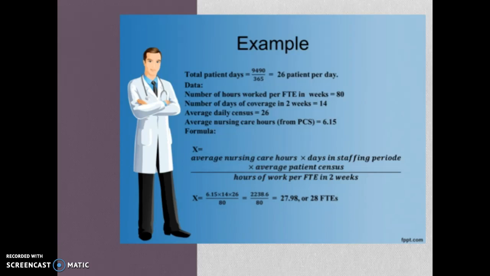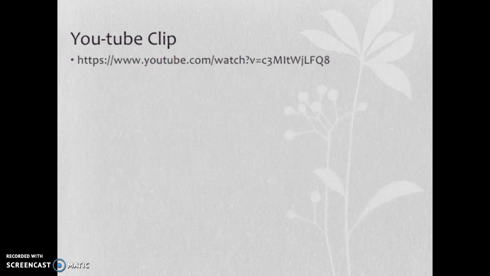So if you multiply the average nursing care hours by the days in staffing period and the average patient census and divide that by the hours of work per FTE in 2 weeks, then you get how many FTEs would be needed for a specific unit. For this one, with the 6.15 patient care hours and the 26 average daily census, you need 28 FTEs. Let's take a look at this YouTube clip.